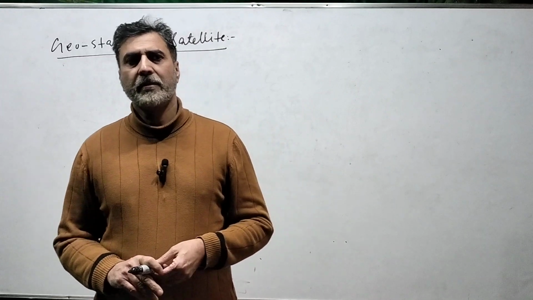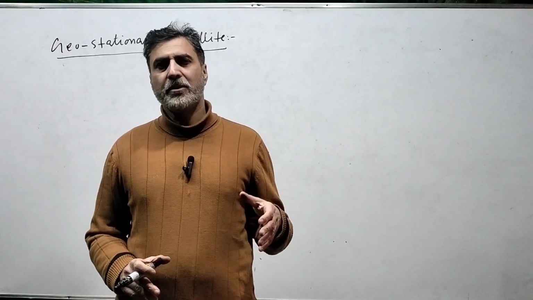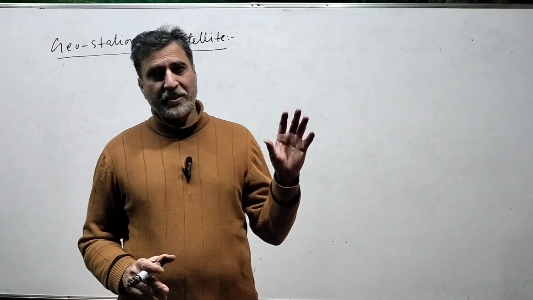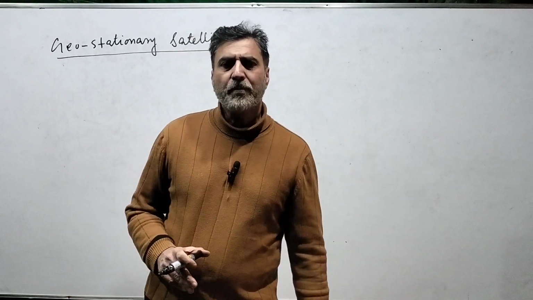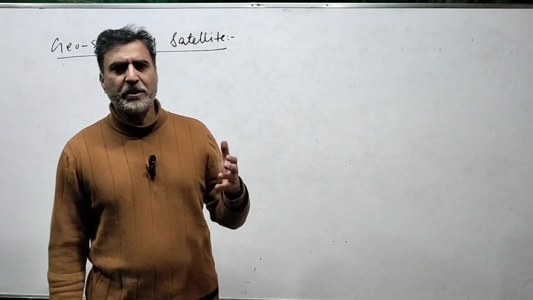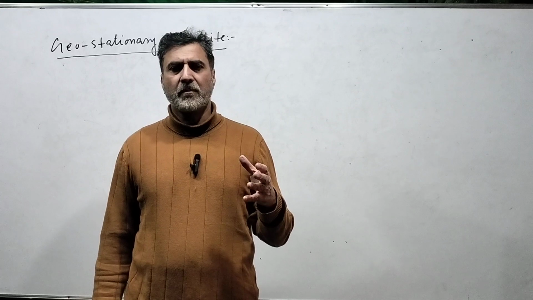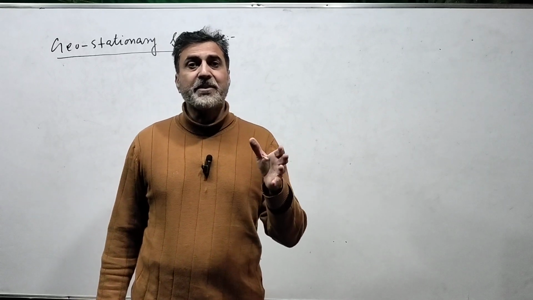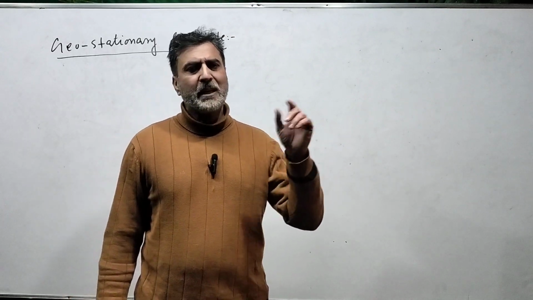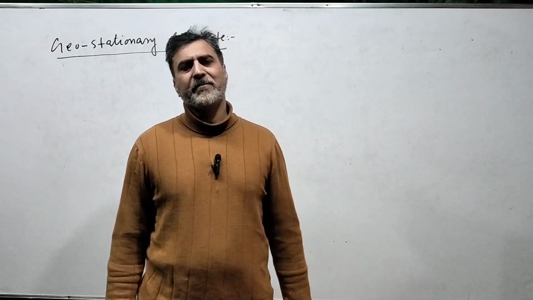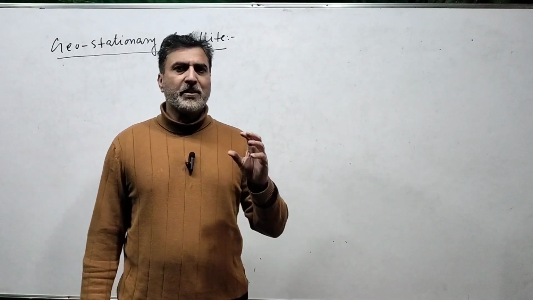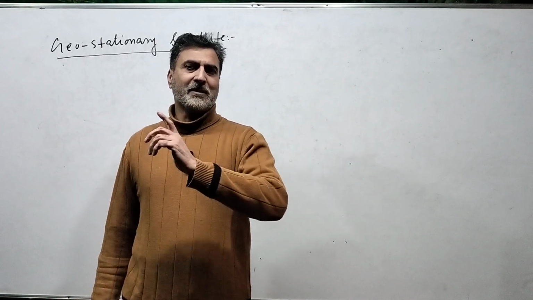Today's lecture is again on gravitation, but today I will tell you something about the geostationary satellite. First of all, let us explain what the geostationary satellite is. A geostationary satellite is a satellite which is at rest with respect to Earth. It moves, but with respect to Earth, it seems to be stationary. That's all. And this geostationary satellite is generally used on the equatorial plane of the Earth.